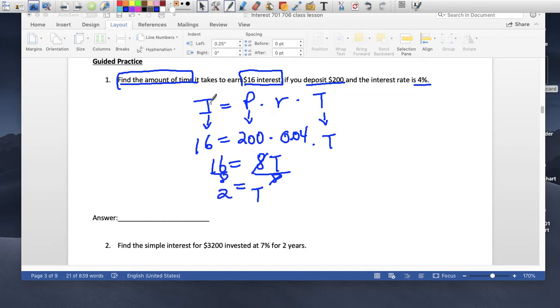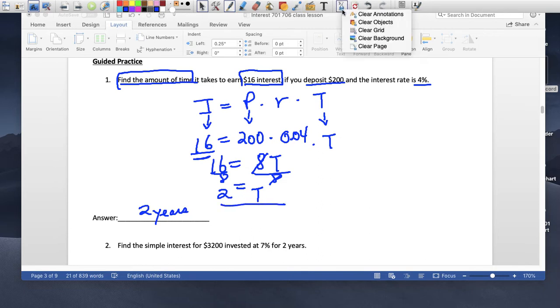So in order for whoever this person was to earn $16 here, she had to leave $200 in the bank for 2 years, because that's what we're looking for, the time.